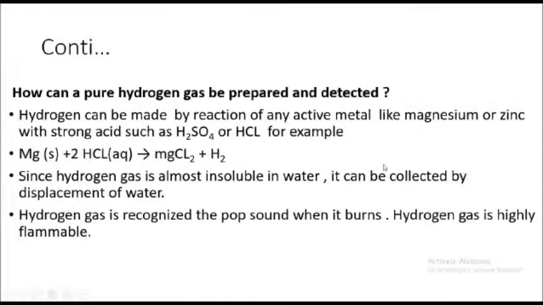If you want to collect hydrogen, it can be collected by the displacement of water. You can remove it from the water with the addition of other elements, for a displacement reaction of water. So hydrogen gas is recognized by the pop sound that is produced after hydrogen takes part in a reaction or is bound with another compound or element.